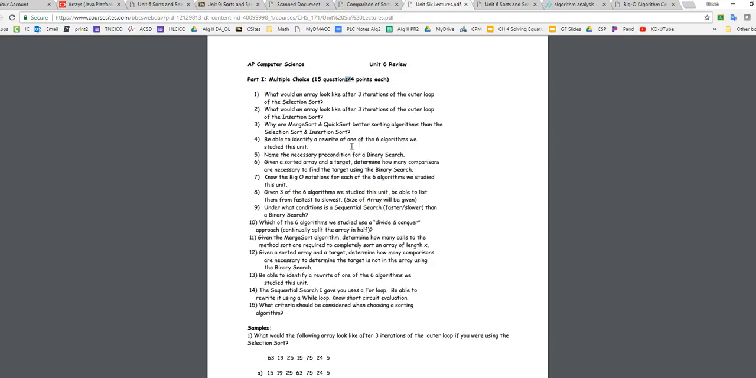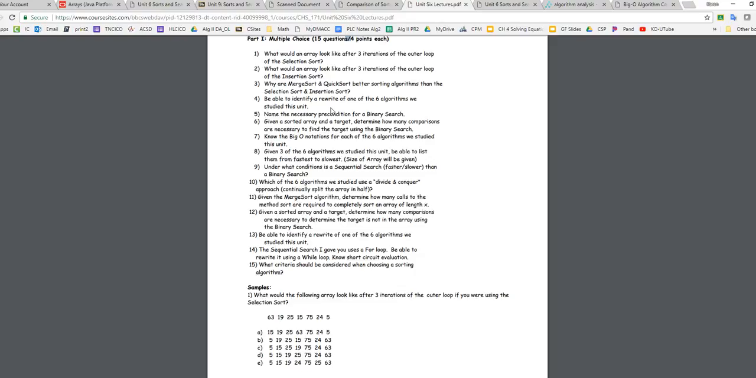Be able to identify or rewrite one of the 6 algorithms, and I already kind of talked about or alluded to that. So you should be able to go low to high, high to low, or recognize whether it is a sort or a select or a search algorithm when you're asked that. What has to be true about a precondition for a binary search is that the data has to be sorted in order. And so the data has to be sorted before you can use a binary search. That's what we call a precondition.